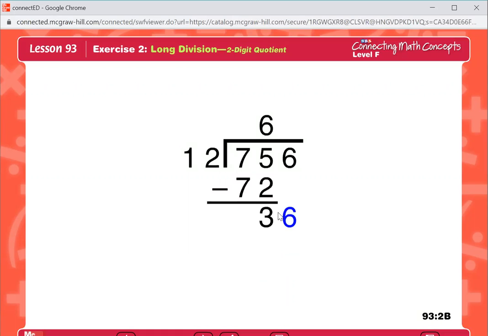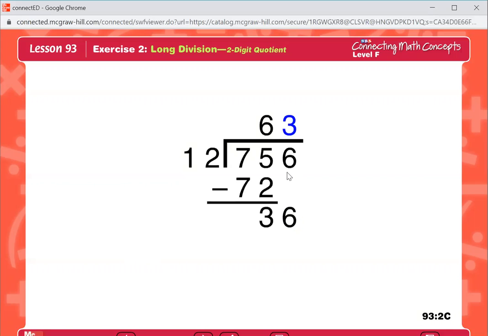Now we work the new division problem for the ones digit of the answer. The new problem is 36 divided by 12. Our new equation that we have is 36 divided by 12. And what is 36 divided by 12? 36 divided by 12 is 3. So we put our answer here, above the ones column.